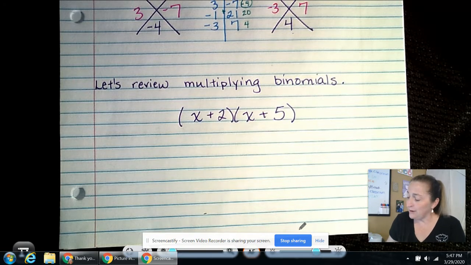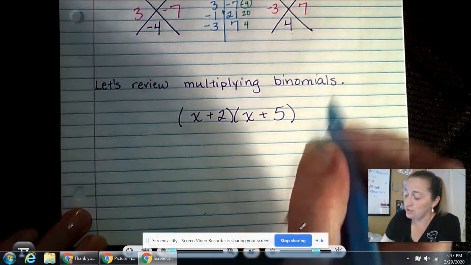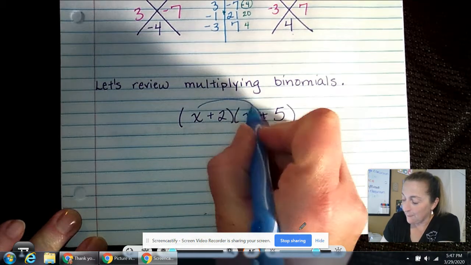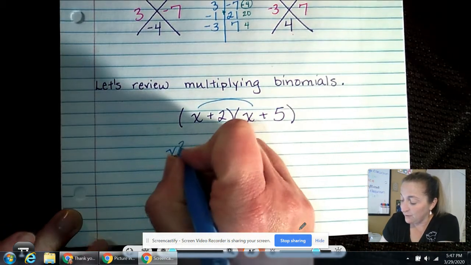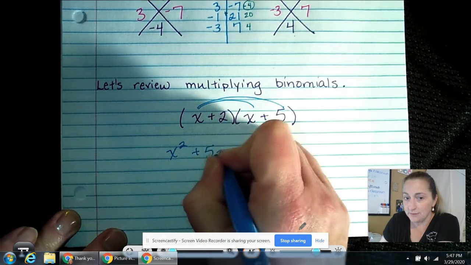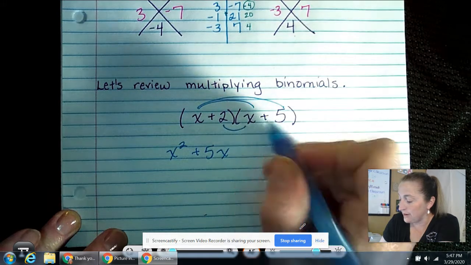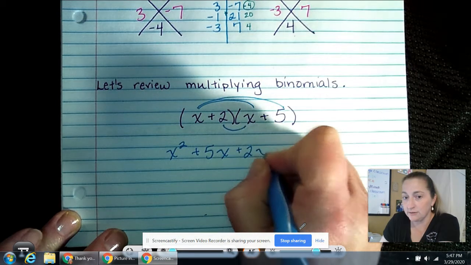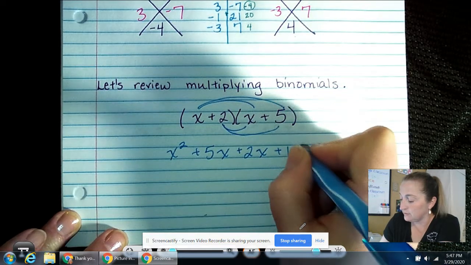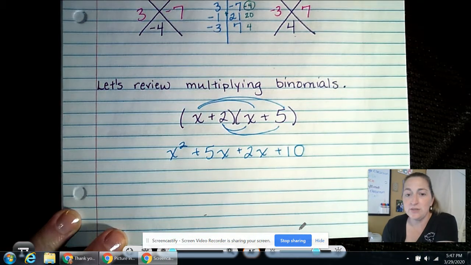So when we multiplied binomials, for most of you, I just had you distributing or doing FOIL. X times x is x squared. X times 5 is 5x. 2 times x is 2x. And 2 times 5 is 10. Okay, so we distributed everything. We multiplied all of our terms.